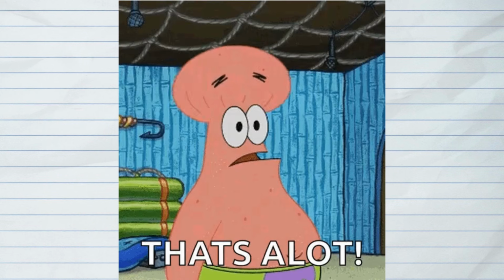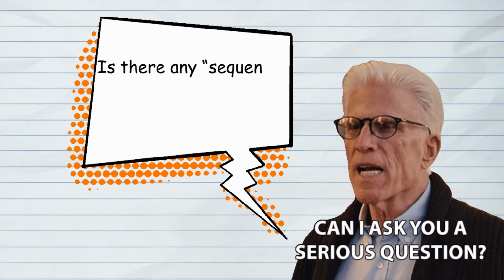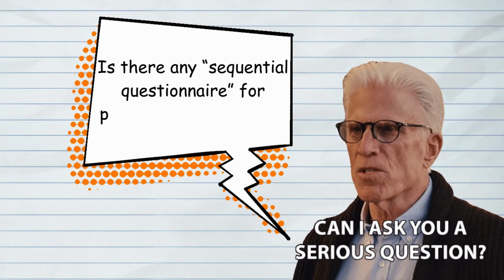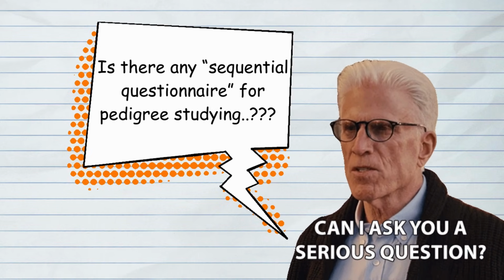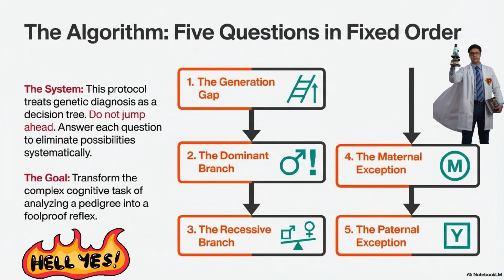Wow, that's a lot. Now the question arises, is there any sequential questionnaire for pedigree studying as to know what kind of genetic disease it is, or is it any mitochondrial disease? To conquer any pedigree in your exams, you don't need to guess. You just need to ask the family tree 5 specific questions in a fixed order. This is Dr. P's sequential pedigree protocol to reach the diagnosis every single time.